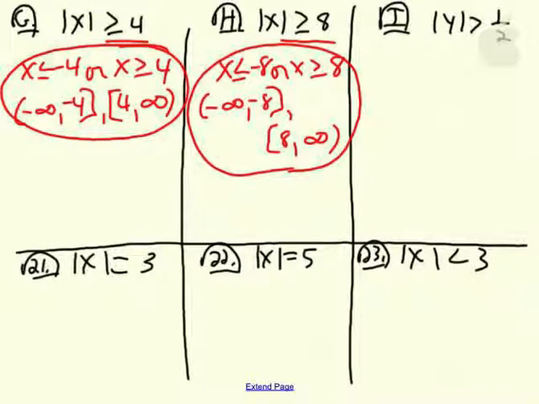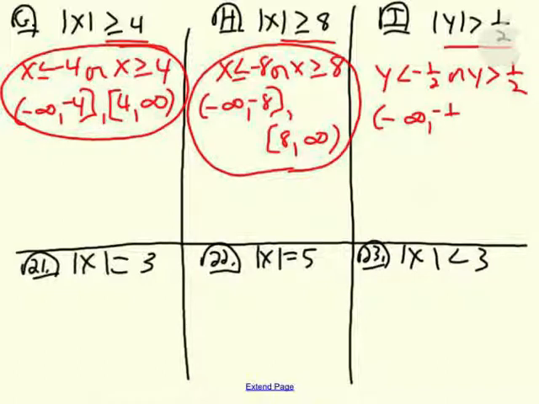Again, in I, you should be thinking wings because the absolute value is greater. So we're going to have y to the left of minus 1/2 or y to the right of 1/2. And interval notation would be minus infinity to minus 1/2, comma, 1/2 to infinity.